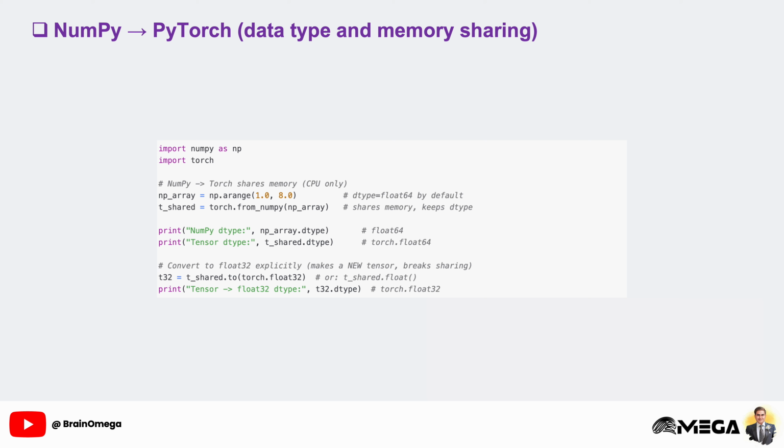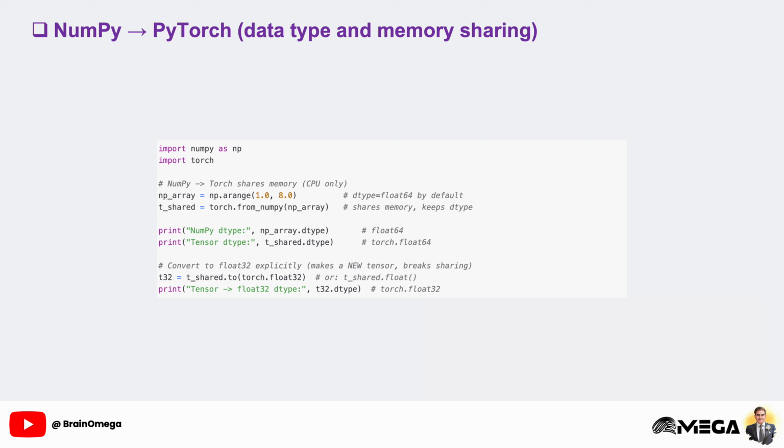Let's start by converting a NumPy array into a PyTorch tensor. When we use torch.from_numpy, PyTorch does not make a copy of the data. Instead, it creates a tensor that points to the same memory as the NumPy array. That means the two objects are linked. If you change one in place, the other will reflect that change.